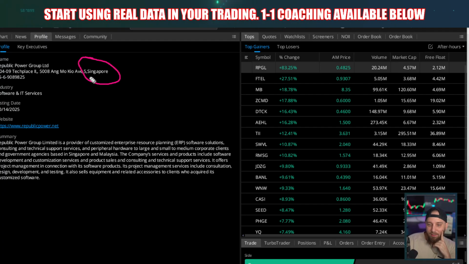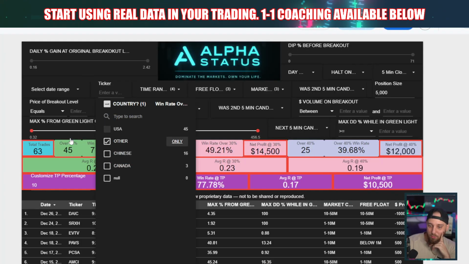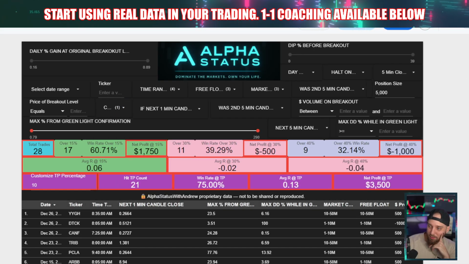So with that being said, am I going to trade this stock? Probably not. Because let me just show you the stats that back this up if I get back into the tracker. If we go over here and we go to other, take a look at this. Look at how the win rate drops to 60%. Technically, this is a net profitable strategy if you take it. But look at that drop in win rate for 15%.